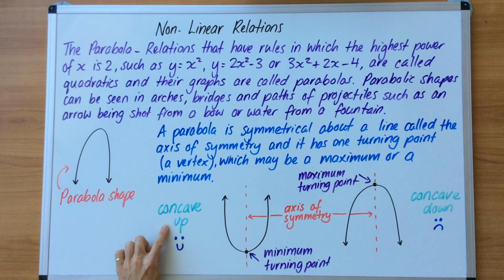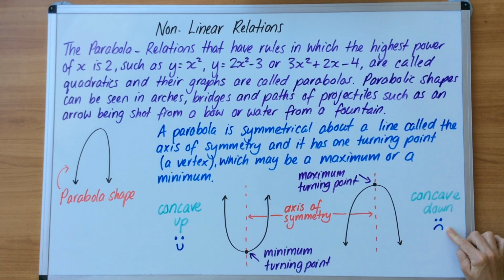We have a concave up smiley face shape, which means the arrows are on the top, and it looks like a person smiling. And we have an axis of symmetry that runs through the center of this, and a minimum turning point is the very bottom of the smiley face, and it connects through the center of the axis of symmetry.